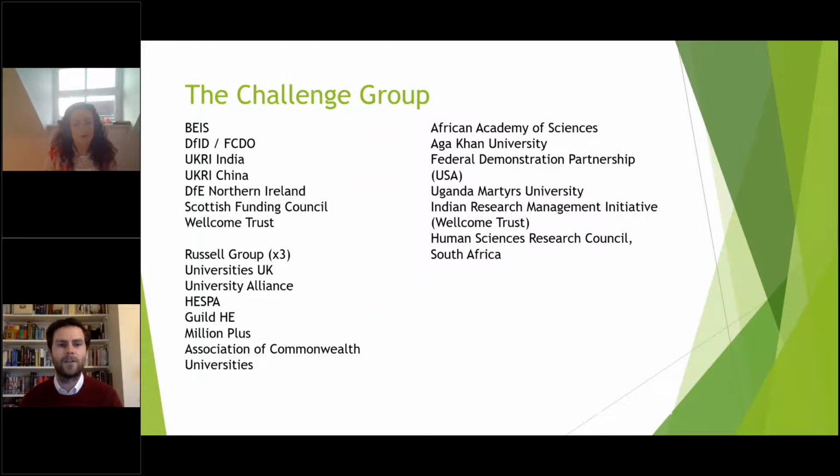And finally, the challenge group. So you can see who has been working with us to provide challenge, to provide critique and insight to the group in the development of the three outputs, which Jenny's just given an overview of. So we've got a lot of representation from funders, from government departments, various mission groups and sector bodies, as well as colleagues out there in partner countries and international partners across the board.